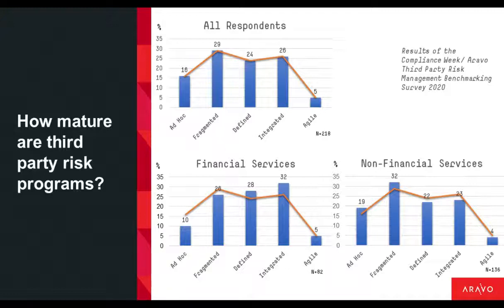So looking at these results, overall, 16% of respondents said that they're at this ad hoc stage of maturity. 29% said that they were at the fragmented stage. 24% reported that they are at the defined stage, and 26% reported that they are at the integrated stage. And there's really only 5% that thought they were at the agile stage of maturity.